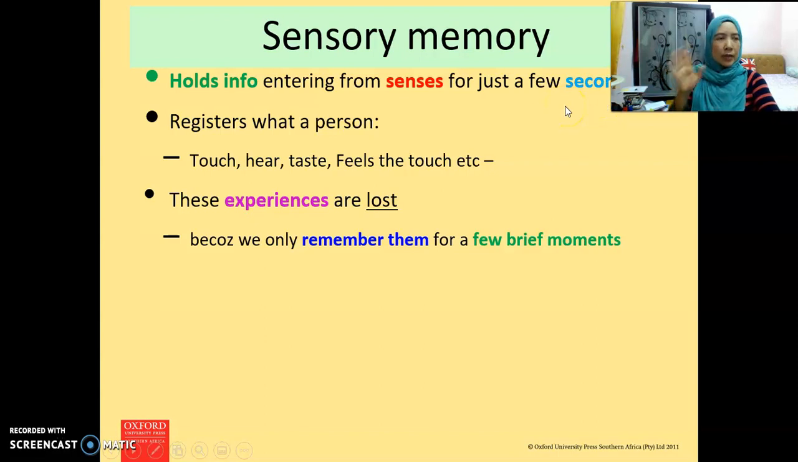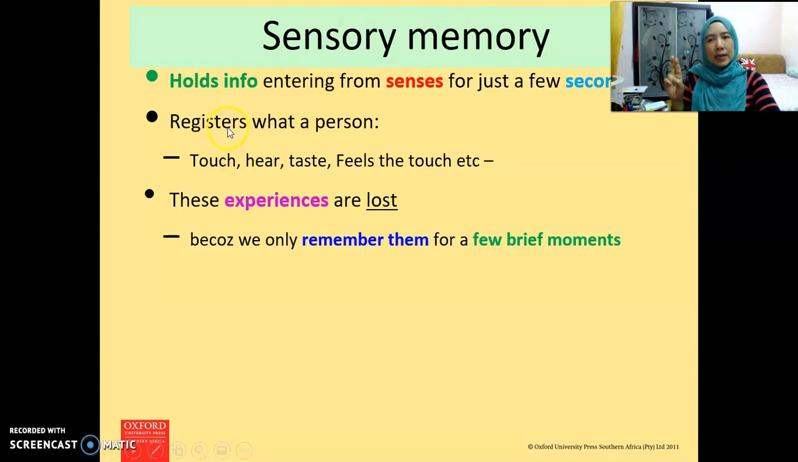For example, after you hear something, you cannot remember exactly the sound, even though you remember the meaning. You don't exactly remember the sound, the pitch, everything. That's why it's said you can remember only for a few seconds. And also at the time you smell something, of course you can remember what kind of smell, but after the smell is gone, you cannot exactly remember the smell that you just smelled or just passed. You can remember just a few seconds after the experience passed.